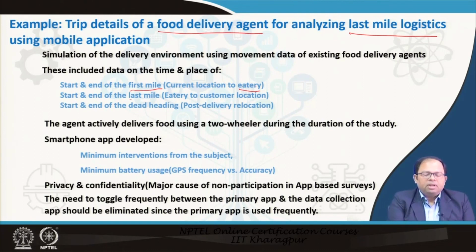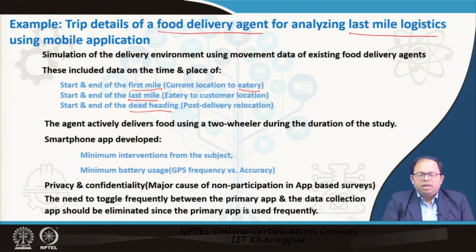Then start and end of the last mile. Here the last mile means his movement from eatery to the customer location. And the deadheading mile is basically once he delivers, then he moves to a certain location. It could be an eatery where he feels that the next order can come, or it could be just a random location where he feels that, okay, that should be my direction of travel based on previous experiences or previous orders. So based on that, these are the different components that we need to record.